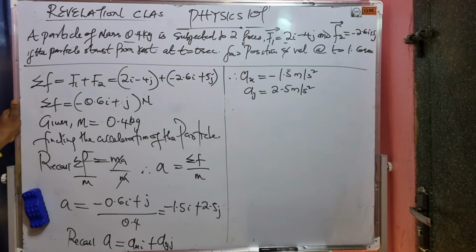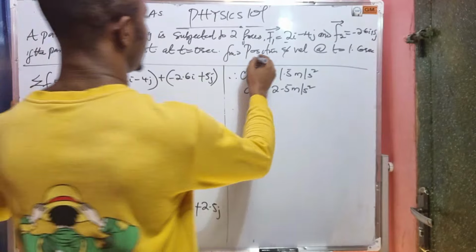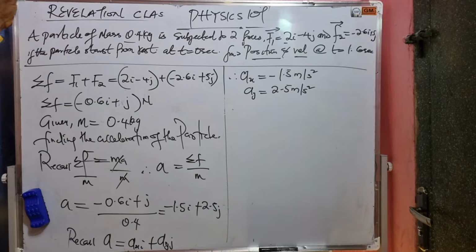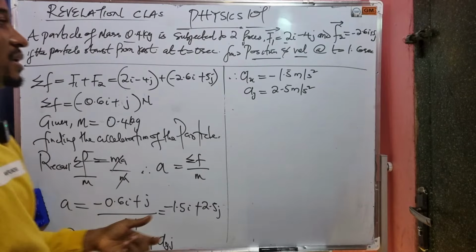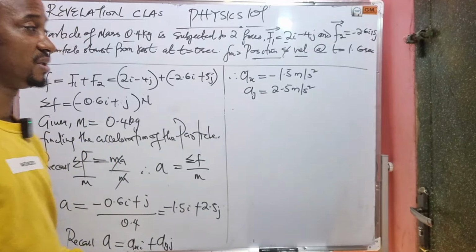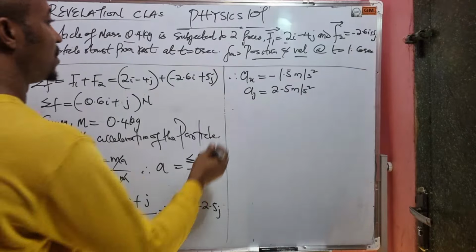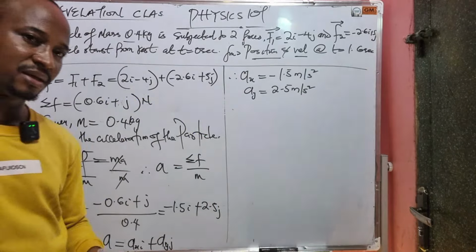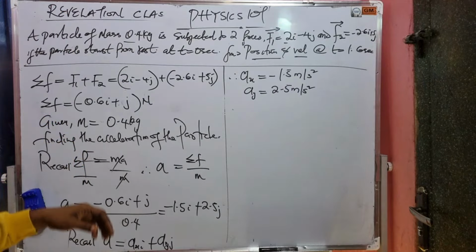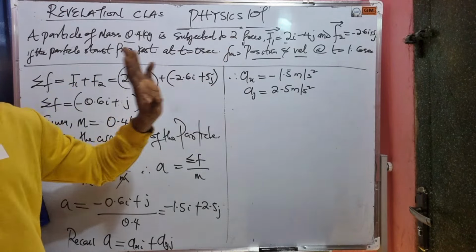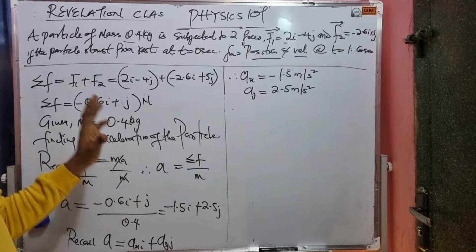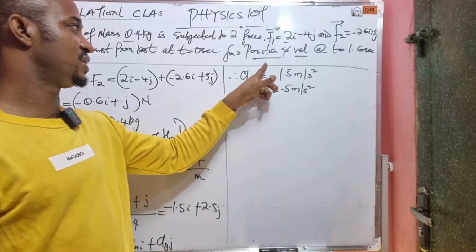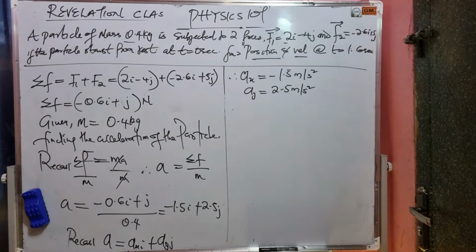Now, the question is saying find position and velocity. We have not started. All of this we are just doing is to define the acceleration of the body. So let's find the position. Position simply means the point where the object can be located. Is that clear? When this force is applied, don't forget the body moves from point 0 to a given point. So let's find the position where the body is.